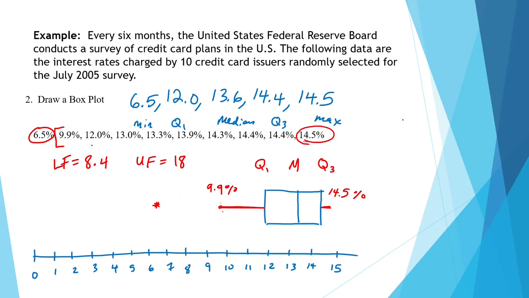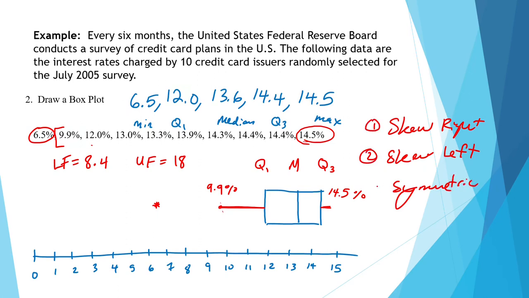A quick question for you. What do you think the shape of the distribution looks like? Is it skew right? Is it skew left? Or is this pretty much symmetric? So take a moment to think about that. The correct answer is the distribution is skew left. It is skew left because the tail is much longer on the left side, especially with this outlier at 6.5.